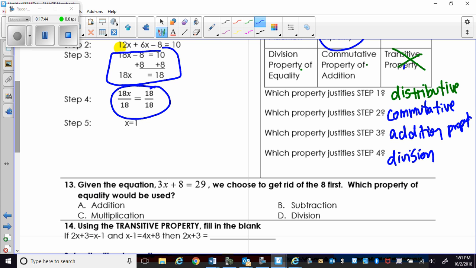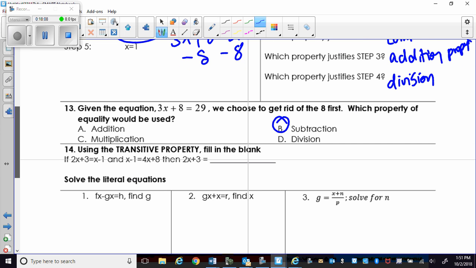Given the equation 3x plus 8 equals 29, we choose to get rid of the 8 first. Which property are you using? Subtraction. Look at it. If you can't see it, you write it out. They said you get rid of the 8 first. That means you have to subtract on both sides. So subtraction. Good.